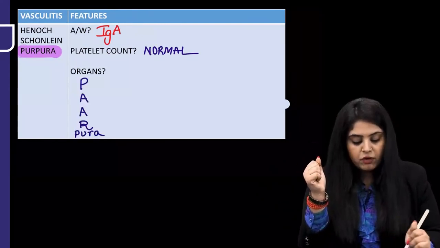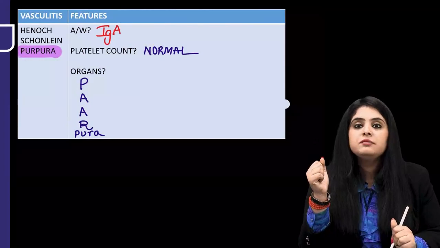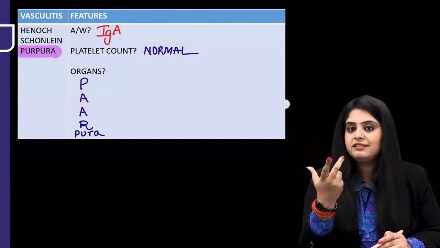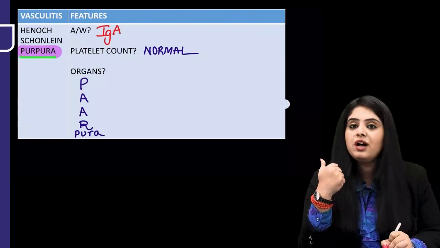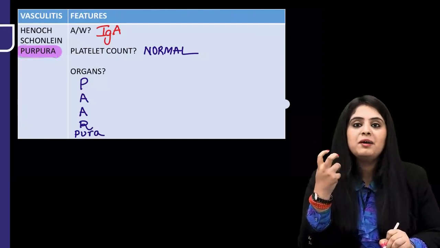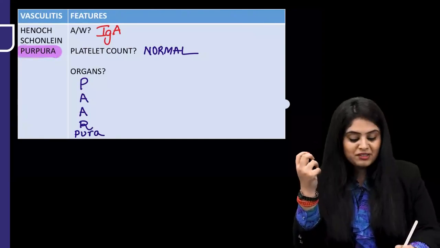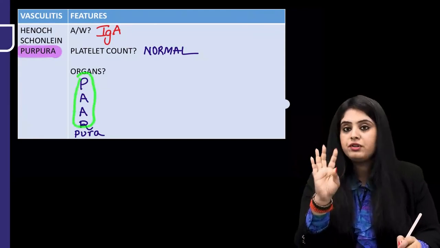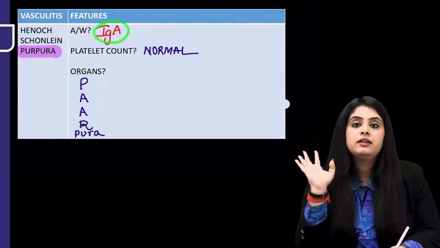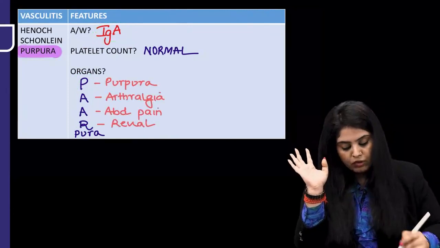So the mnemonic for Henoch-Schonlein purpura is parpura. ठीक है, थोड़ा Bengali accent में बोलते हैं. Henoch-Schonlein purpura, we are going to call it Henoch-Schonlein parpura. So what is parpura? Because that will tell me there are 4 organs in which IgA is going to go and create a problem. What are those 4 organs?